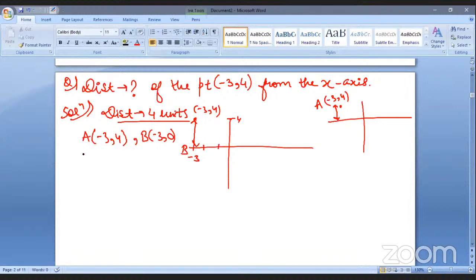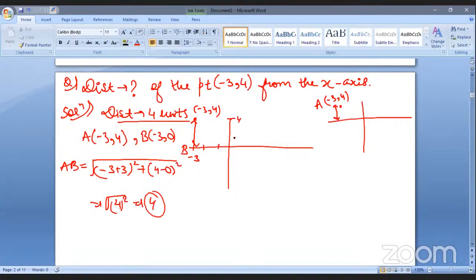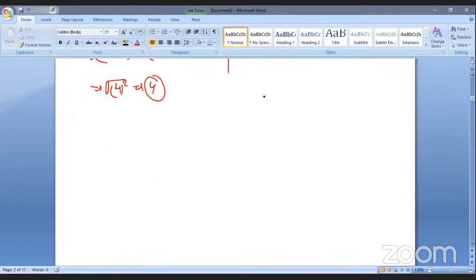So here, by applying the distance formula, minus 3 plus 3 whole square plus 4 minus 0. It has changed the order, but there is no problem in that. So basically, it comes out to be the under root of 4 square, and that is 4. So in this way, they have calculated it. This is also good, but definitely it is very clearly visible that 4 is the answer. Okay. Next question.